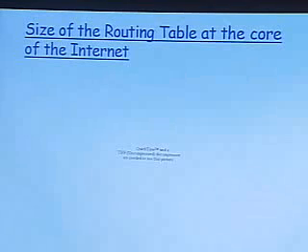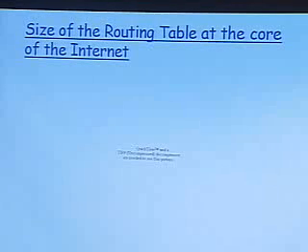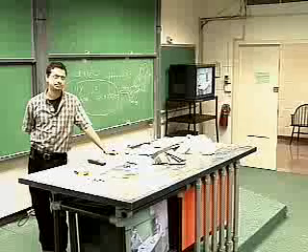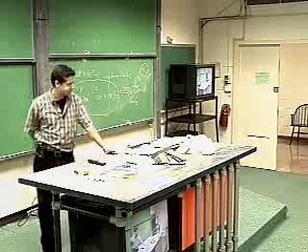I downloaded an image a couple of days ago of the size of the routing table at the core of the internet. So a router at the core of the internet, how many different prefixes does it have in its forwarding table? It's roughly 170,000 different prefixes. I need to download a different image.